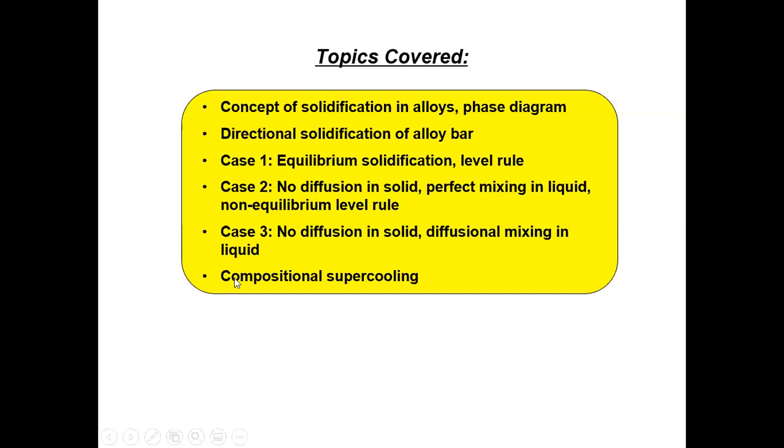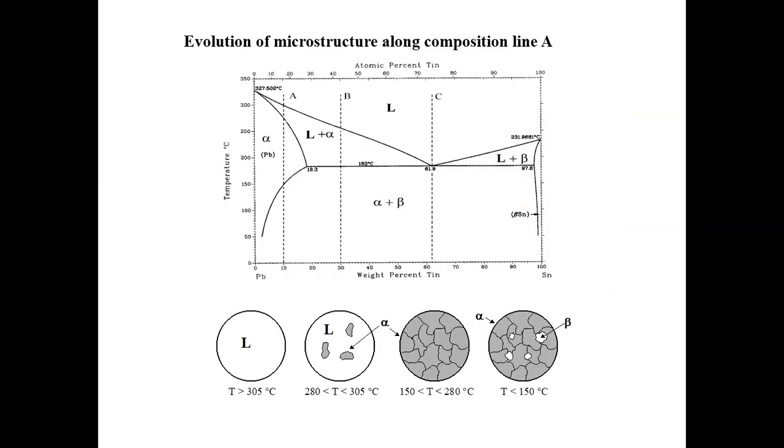And finally, we introduce another cool concept, which again is a little bit complicated. We call it sophisticated. We call it compositional supercooling, because now, if you think about instability, you not only need to worry about temperature, but also have to worry about composition. Okay, so this is a very interesting, cool idea. Okay, so let's start our discussion.